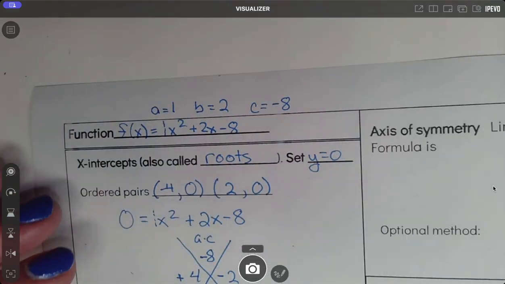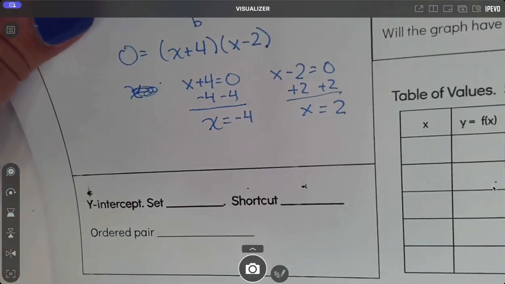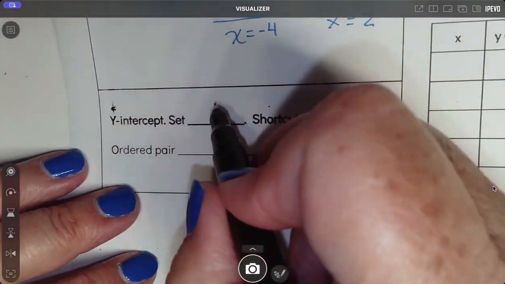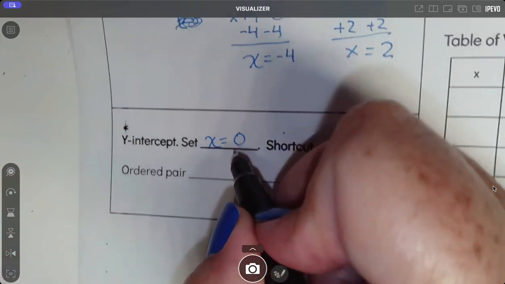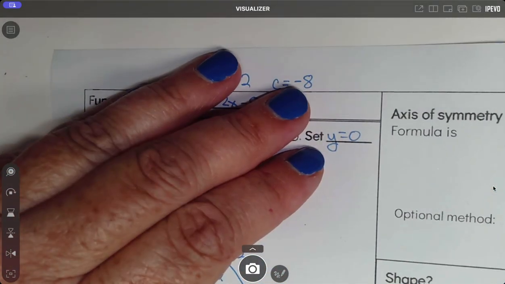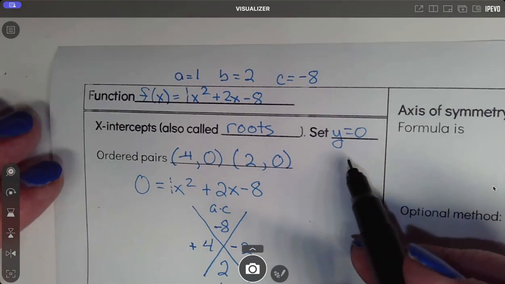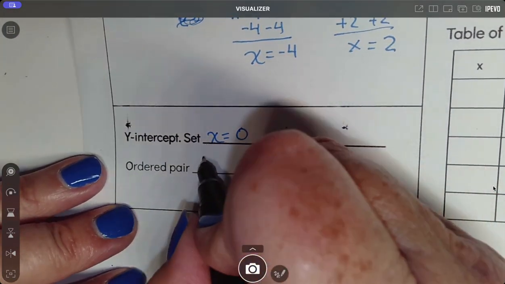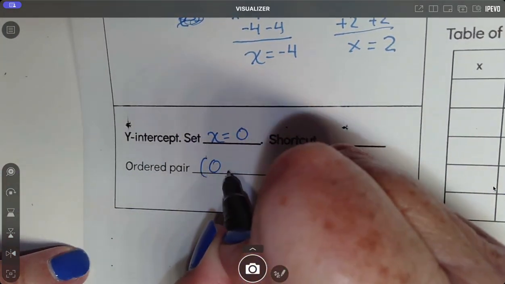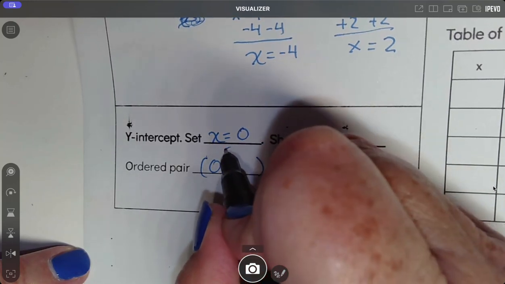All right, the next thing they ask us to find is the y-intercept. If you want to find a y-intercept, you set x equal to 0. Notice that's the opposite of this intercept. So x-intercept, set y equal to 0. Y-intercept, set x equal to 0. That means our ordered pair will be 0, comma something, because the x will be 0.